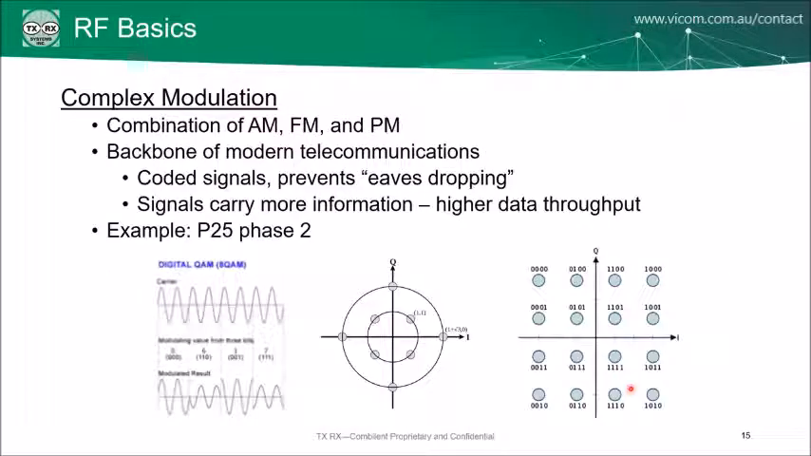We also mentioned complex modulation. This is a combination of AM and FM. Complex modulation is what really uses the backbone of telecommunications equipment. We've got coded signals. We've got more information because we're combining three different modulation types. A good example of this is the P25 phase 2 systems.